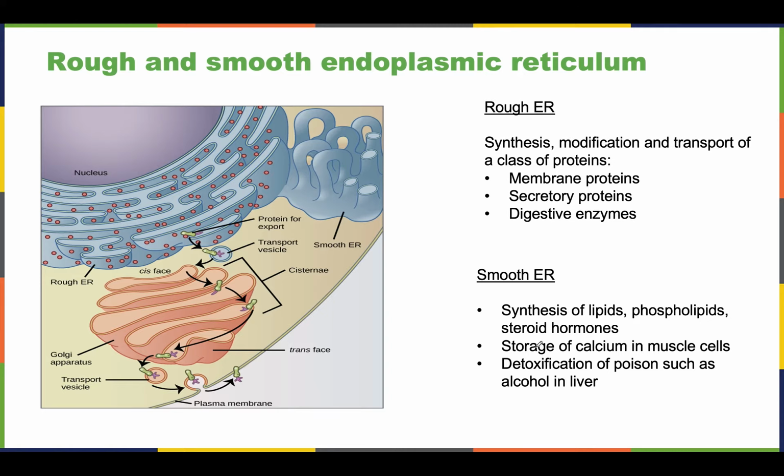In muscle cells, smooth ER acts as a place for storage of calcium. So it holds calcium, and when your muscle receives a signal, it releases that calcium, which helps the muscle to contract. In liver cells, smooth ER is involved in detoxification of poisons such as alcohol or any other molecules that the cell considers poisonous. So it detoxifies them. And in liver cells, the amount of smooth ER is really, really large.